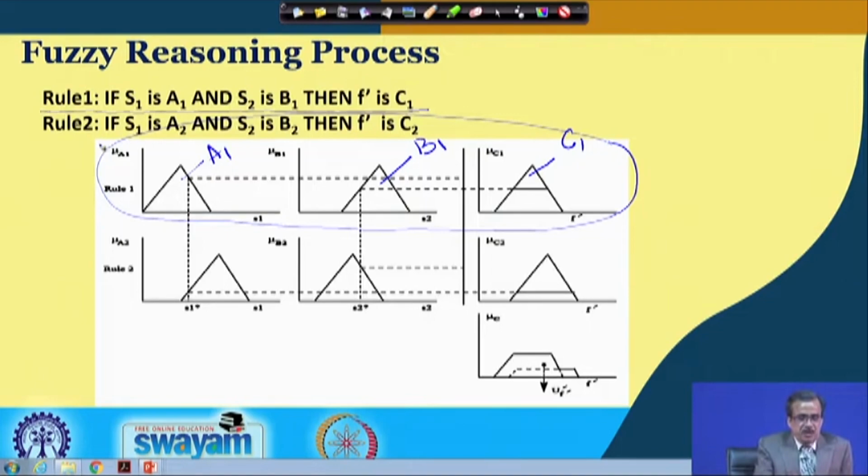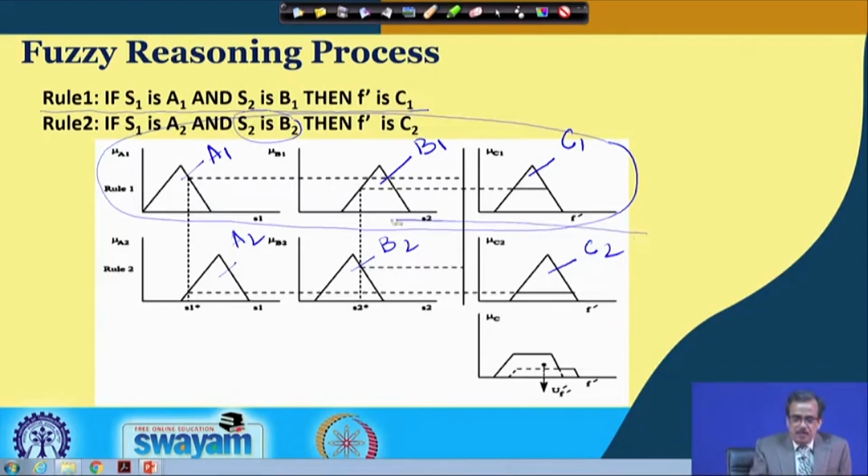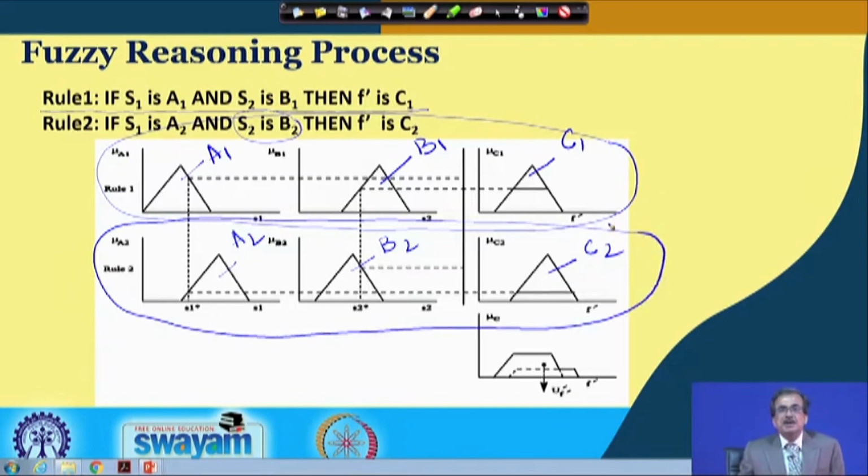Similarly, the second fired rule: if S1 is A2, this is the membership function distribution for A2, and S2 is B2, this is the membership function distribution for B2, then A prime is C2. This is C2. So, the second rule is represented by this particular part of the figure. This is the first fired rule, and this is the second fired rule.